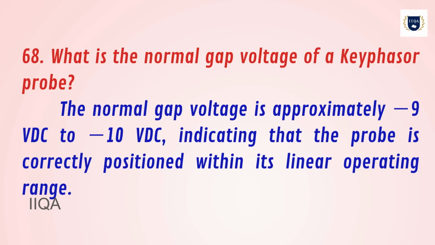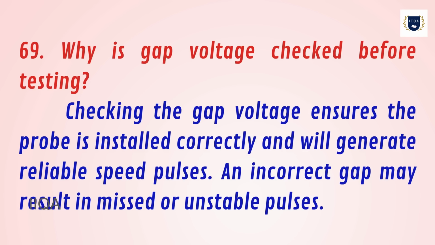68. What is the normal gap voltage of a Keyphasor probe? The normal gap voltage is approximately -9 volts DC to -10 volts DC, indicating that the probe is correctly positioned within its linear operating range.